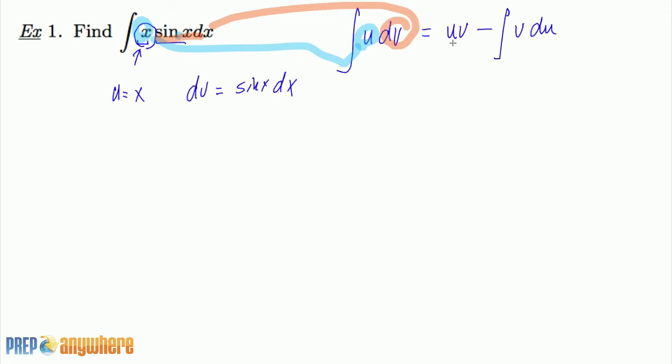Okay, so what do I need? I need uv, so I need to integrate this. So that's going to be a minus cosine of x, and I need to actually differentiate the u from here for that part. Is that clear?